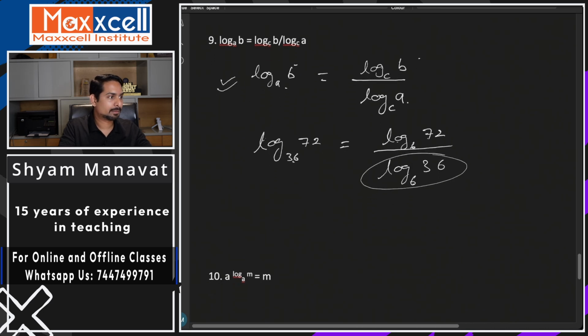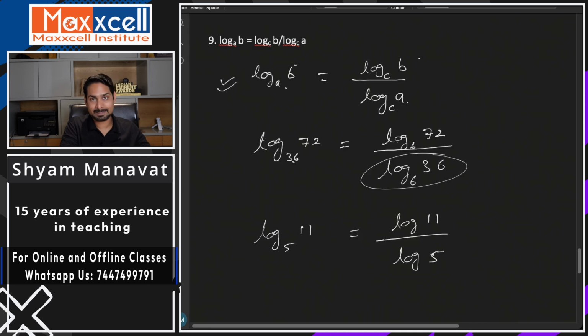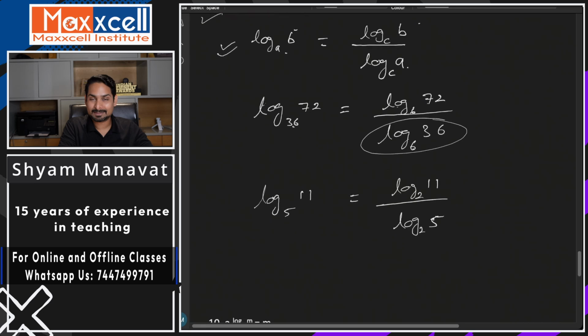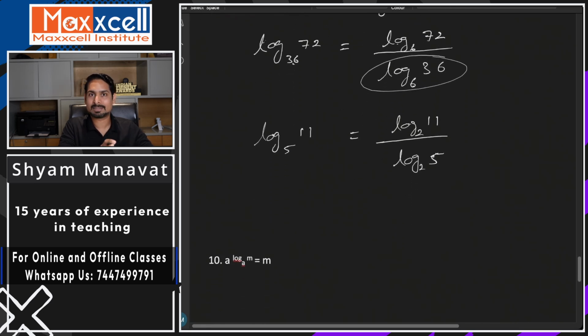Let's take one more example. Say log of 11 base 5. I can write this as log of 11 by log of 5, and I can use any base which I want to convert into. So whenever you want to introduce any new base to the log, you can apply this property. I know it might sound Greek to you, but don't worry, when we solve the questions you will understand what we are talking about.